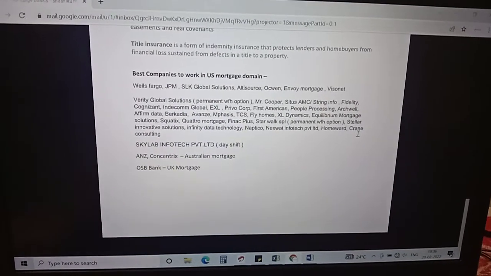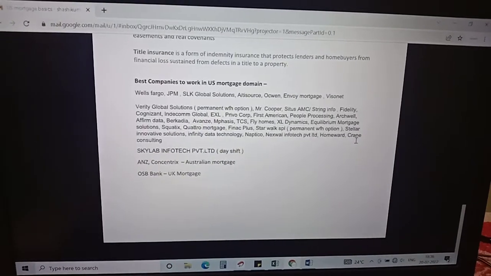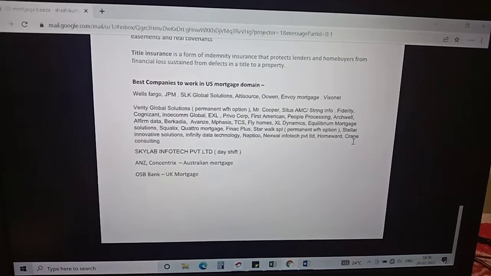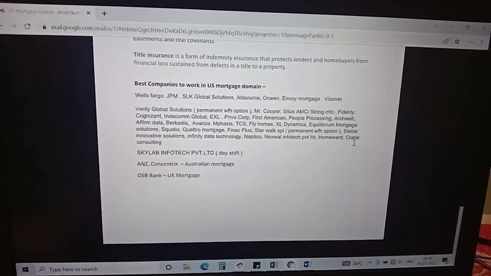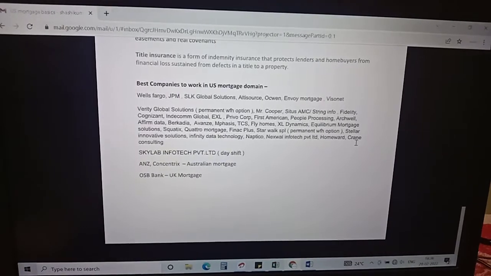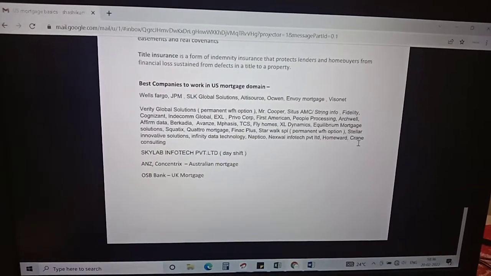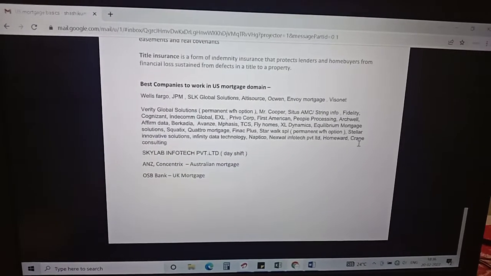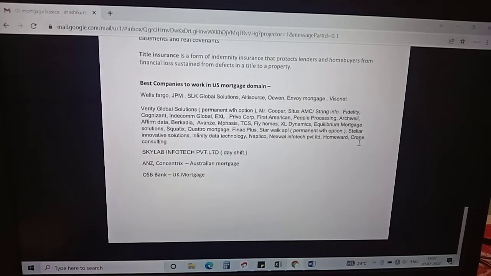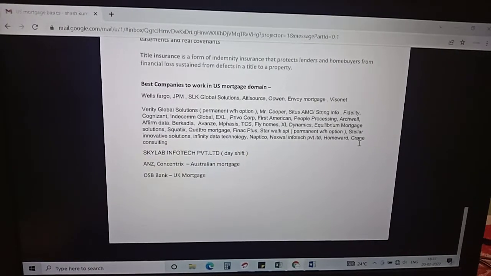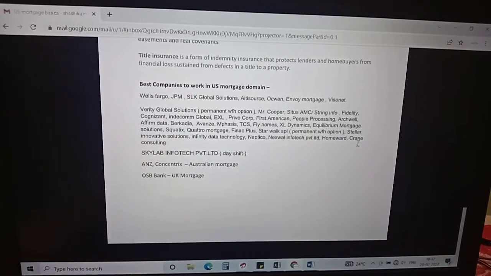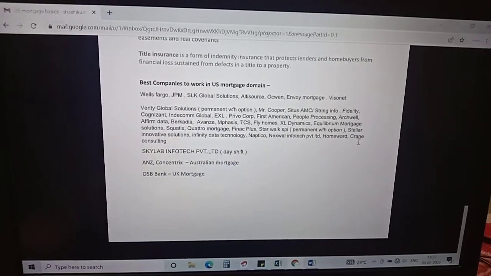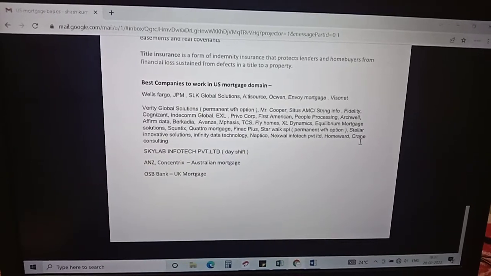Next, a few other companies which are into US mortgage are Verity Global Solution, which has a permanent work from home option, Mr. Cooper, Citus AMC, which was previously called String Info. Next is Fidelity, Cognizant, Indicom Global Services, EXL, Privo Corp. This Privo Corp is also located in Kerala and Bangalore. First American Company, People Processing, Archwell, Affirm Data, Berkadia. Berkadia is located in Hyderabad.